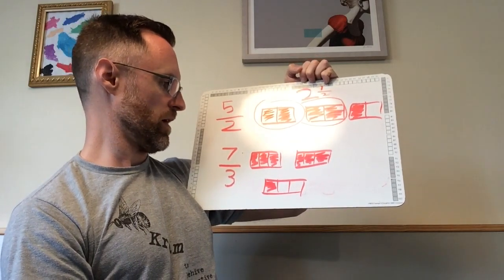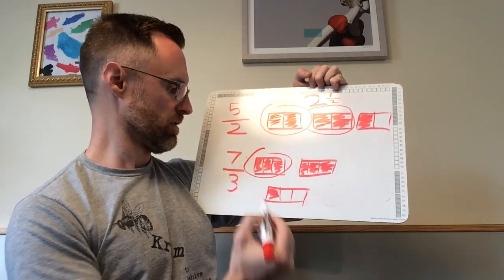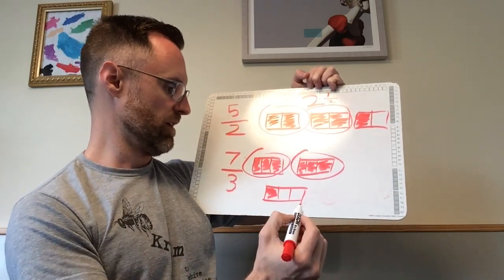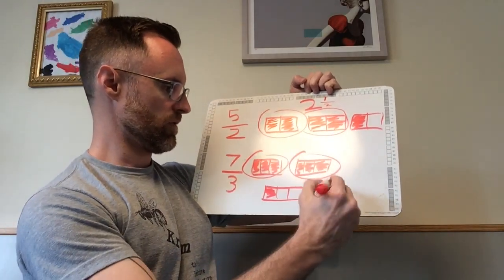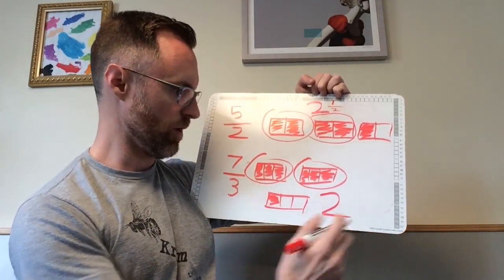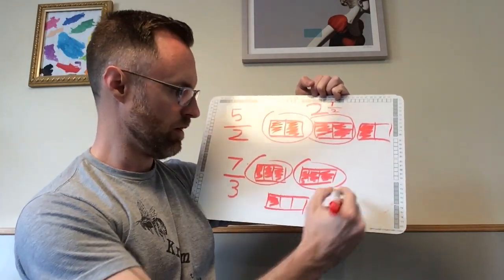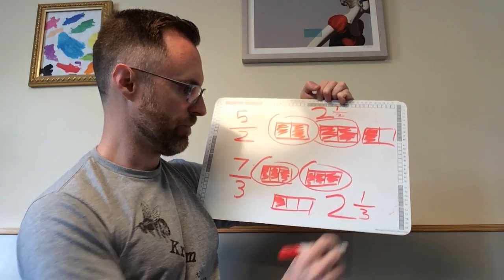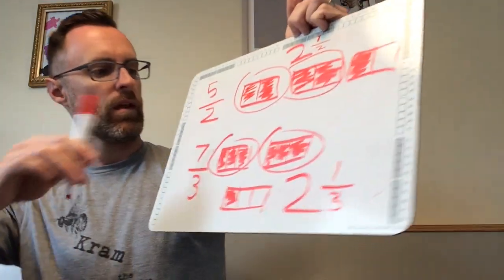All right, how many wholes do I have? Well, this whole thing's filled. This whole thing's filled. And, well, let's do this for this. 2 wholes, right? 2 whole candy bars, and then this little piece left over. It's 1/3. It's 1 part out of the 3. I want to be clear, guys.